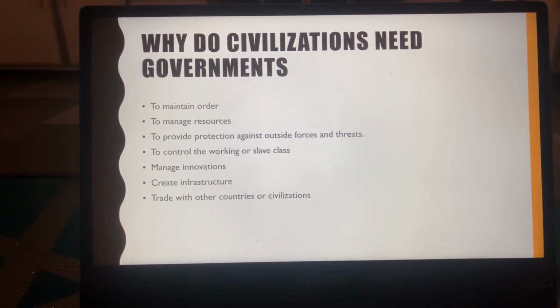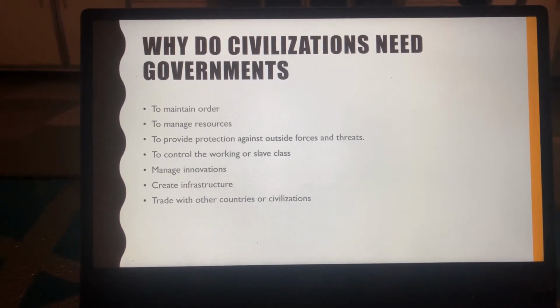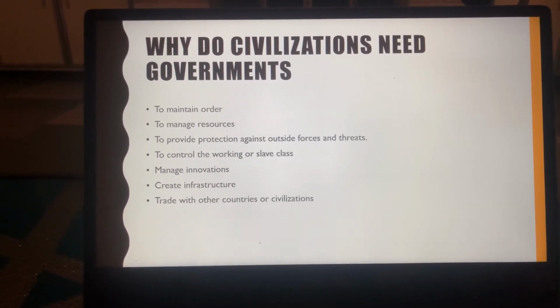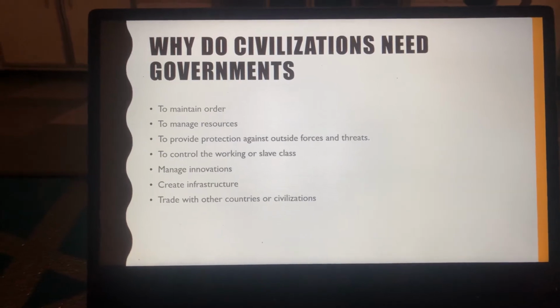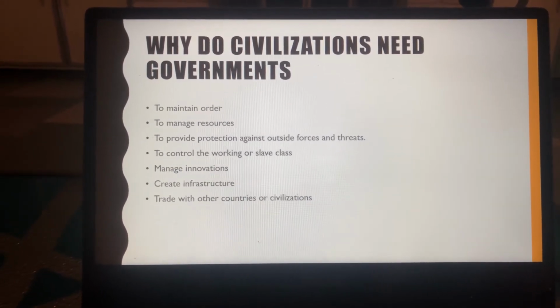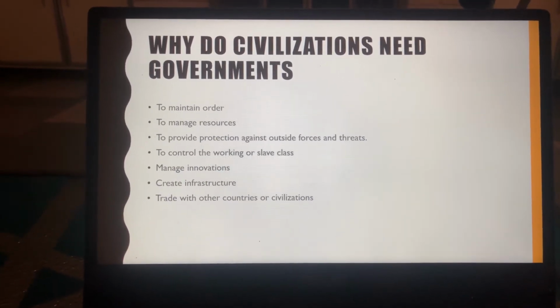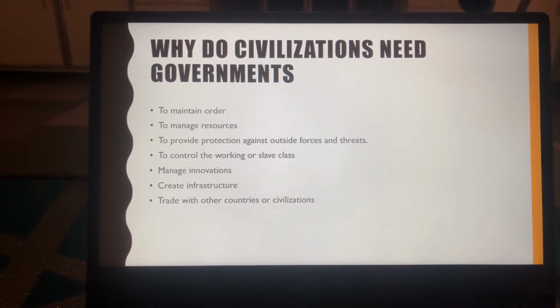Number four, to control the working class or slave class. Number five, to manage innovations. Number six, to create infrastructure. Number seven, to trade with other countries or civilizations.